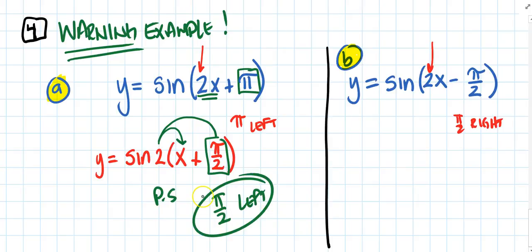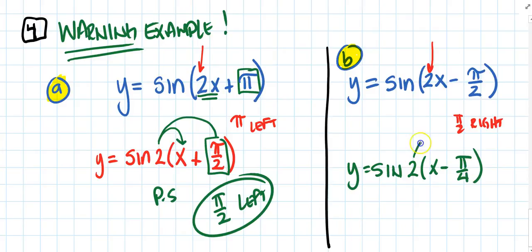Okay, watch over here. This one is equal to y equals the sine of 2 times x minus pi over 4. Why is that true? Because 2 times x gives me back 2x, and 2 times the quantity pi over 4 is pi over 2. So the phase shift would be pi over 4 to the right, because I have a minus sign there, so I go the opposite direction. There's a warning right there, so be very, very careful with that.